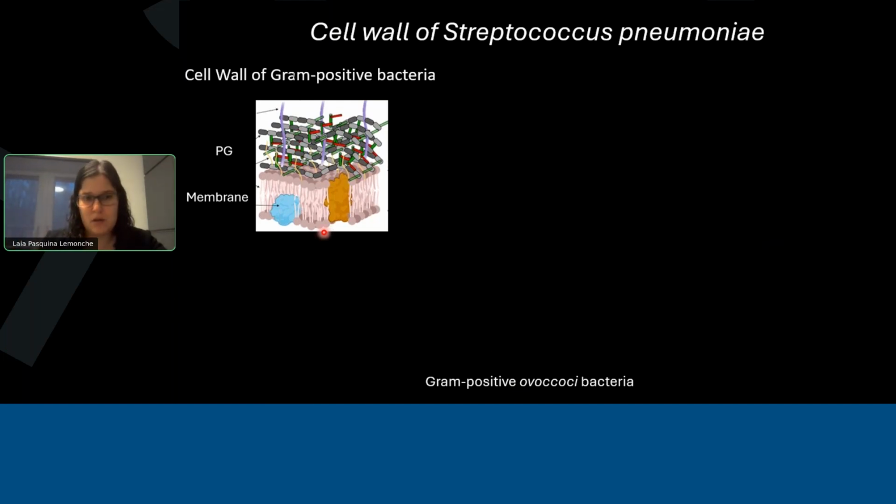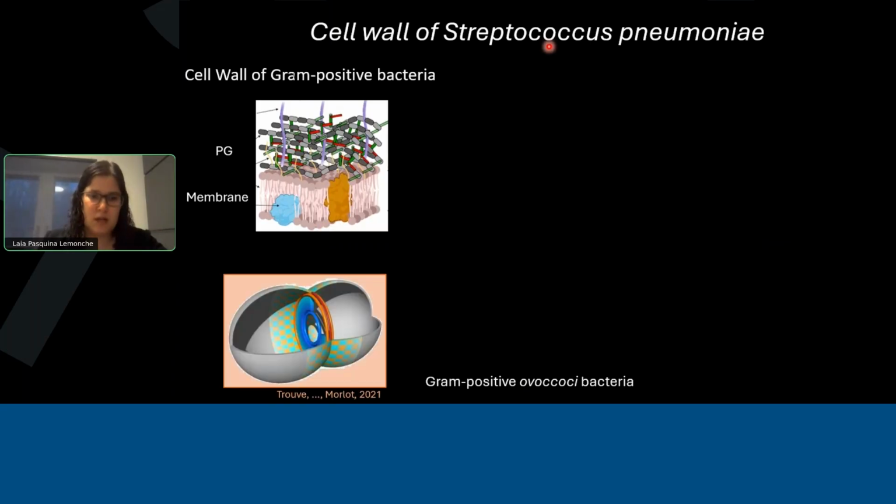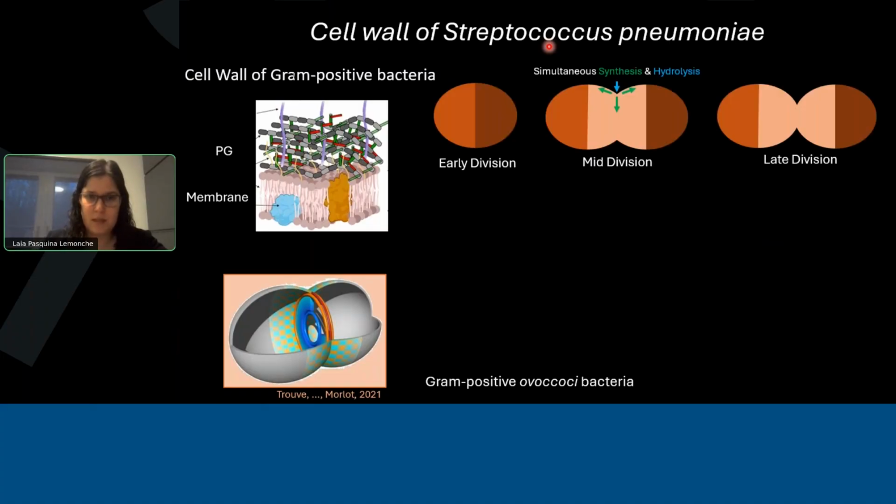And the data that I'm going to present today is mostly of Streptococcus pneumoniae. Streptococcus pneumoniae is the pharyngeal pathogen that causes pneumonia, and it has an oval-coccal shape, and it's also a gram-positive bacteria. But as I say, the things I'm going to talk about apply to mostly all gram-positive bacteria.